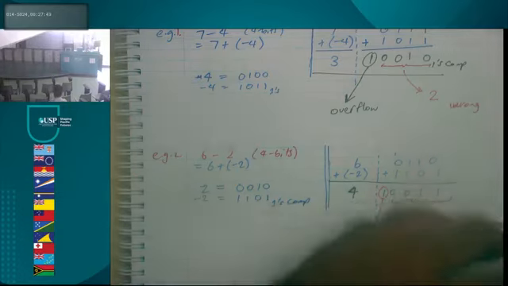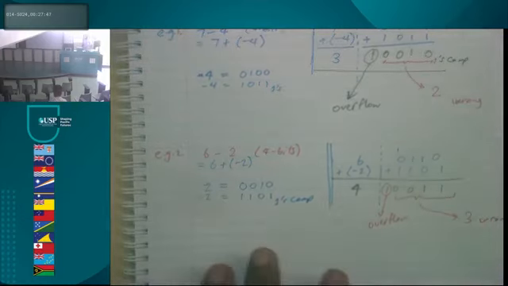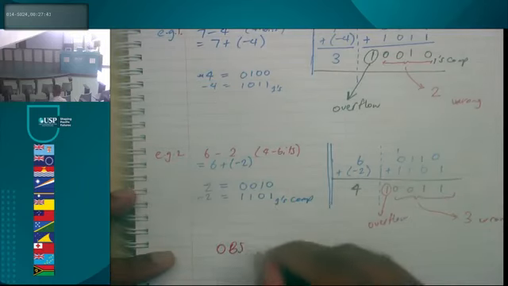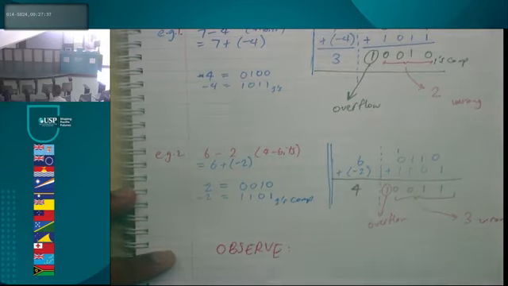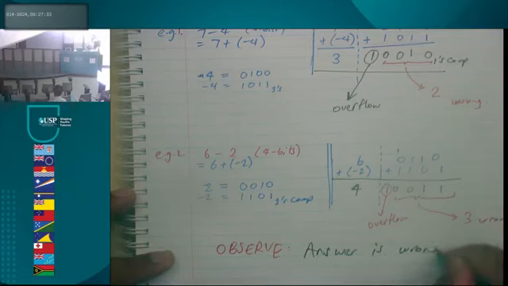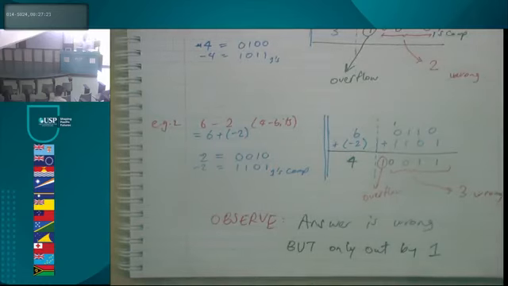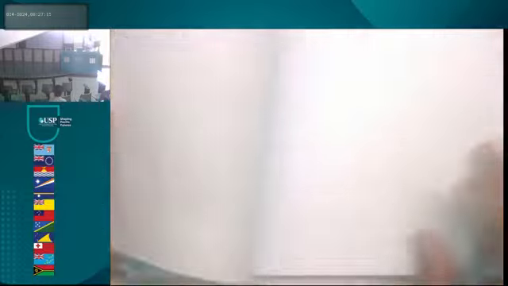All right, but this is the basic. So what we observe is that the answer is wrong, but only out by 1, only short by 1. So we move to another system called the 2's complement.